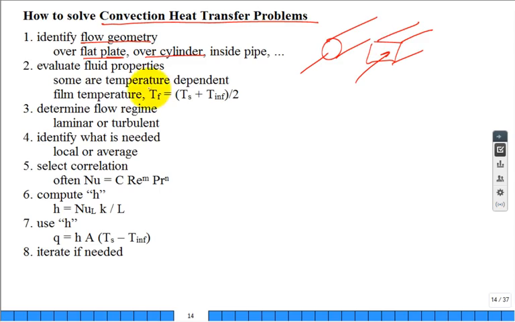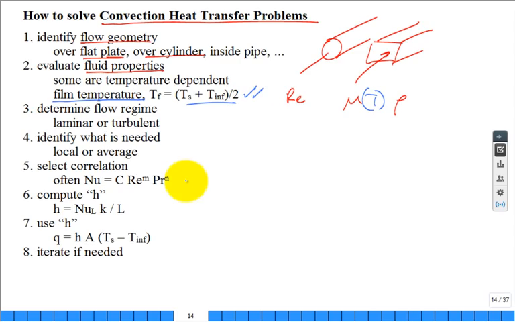Then it's fluid properties. I'm going to need to calculate that Reynolds number. Well, I need the viscosity. I need the density. Sometimes they're temperature dependent, especially the viscosity, not necessarily the density, but it can be as well. Most of the time, you use a film temperature, which is so simple, does it even need to be explained? What is my surface temperature? What's my free stream temperature? Take the average of them. Pretty straightforward. Sometimes you'd use a different strategy, but this is often used, a film temperature.